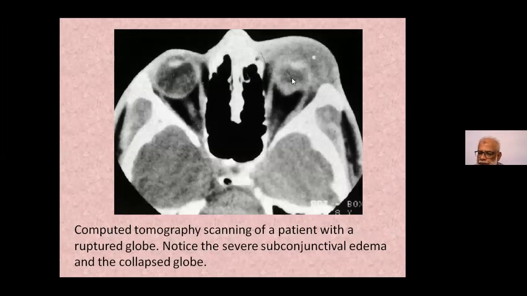ruptured globe. This is a classic sign. Here you can actually see the globe, nice and round, and here you can see the reverse umbrella sign. This is classic, denoting that the integrity of the globe is disrupted.